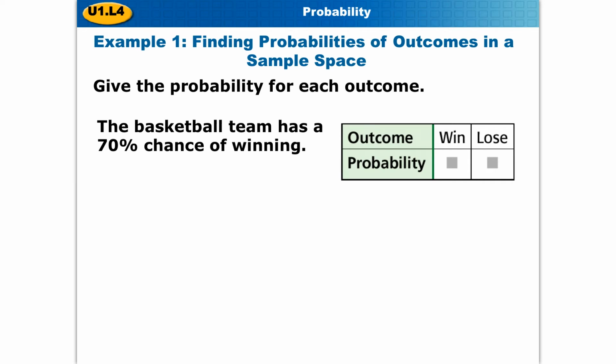So the probability here of winning a basketball game is 70%. Percents have to add up to 100, so that means if you have a 70% chance of winning, you have a 30% chance of losing.